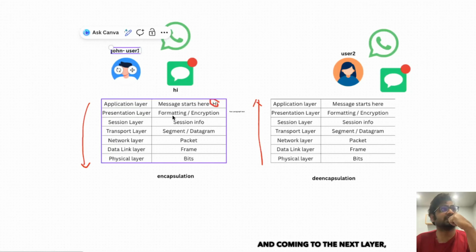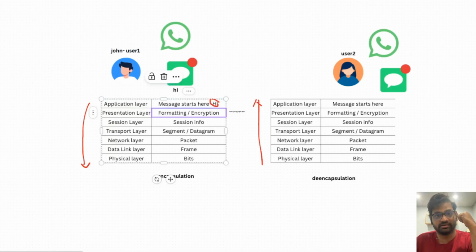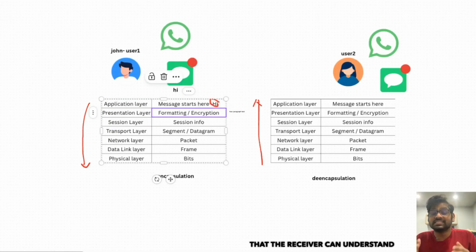Coming to the next layer, which is the presentation layer. This layer prepares the data for transmission so that the receiver can understand it. It can encrypt the message for security, compress data to make it smaller, and convert formats, for example turning a video into a format compatible with the receiver's device. Think of it like putting your message in a safe envelope that only the receiver can open.